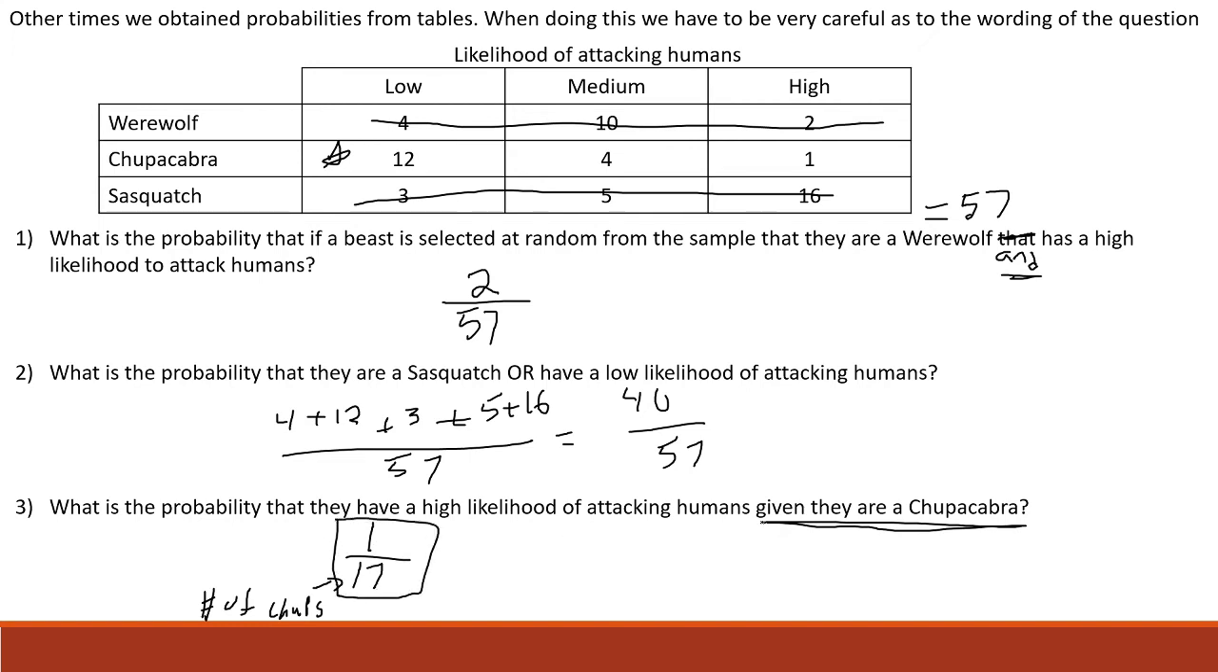So when I hear the word given, that means I want to limit my scope. I'm no longer going to be out of 57. I'm going to be limited out of 17 here because I'm focusing just on that one category. Right? So that's the and, or, in given situation. And means you want to pick one number from the entire table, or means you're picking multiple numbers from the entire table, and then given means you're narrowing your scope into just one row or one column of the table.